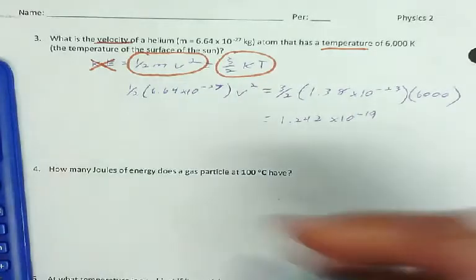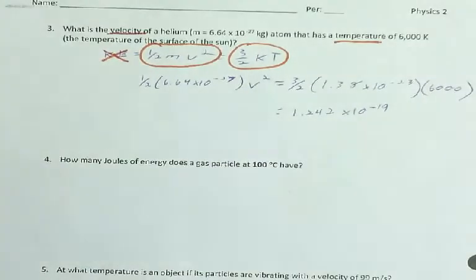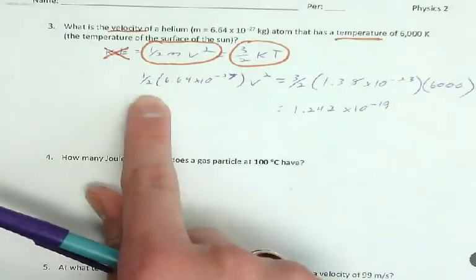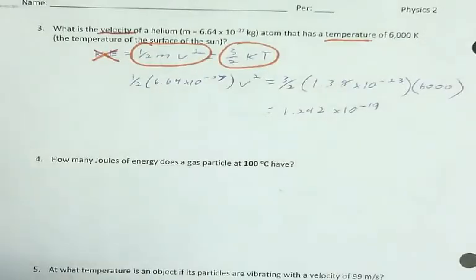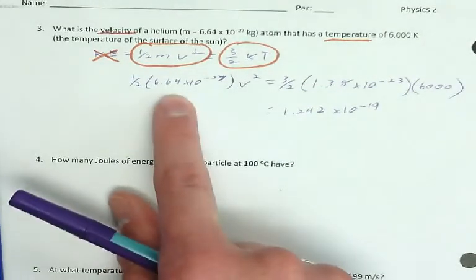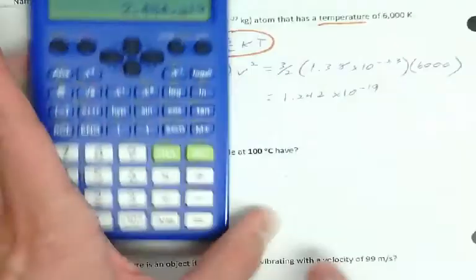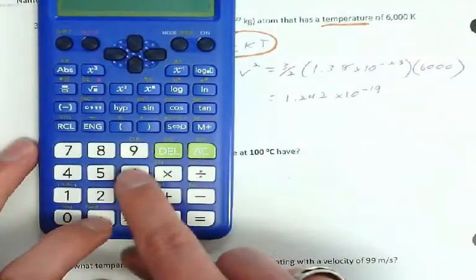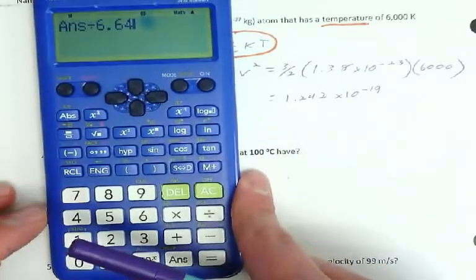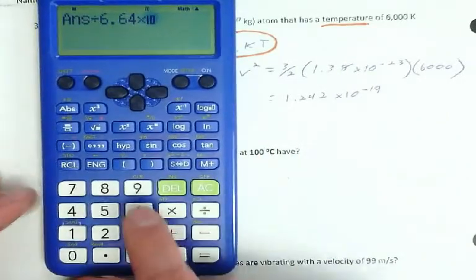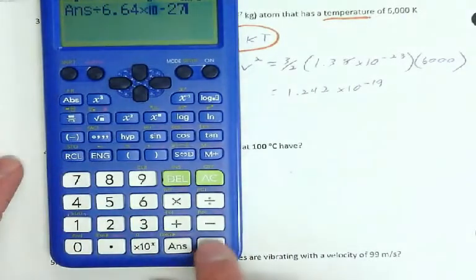Okay? And then I just divide the other numbers over. Okay. So I'm going to divide both sides by 1/2. Divide the 1/2 over. And then I'm going to divide the 6.64 times 10 to the negative 27th. So divided by 6.64 times 10 to the negative 27th.